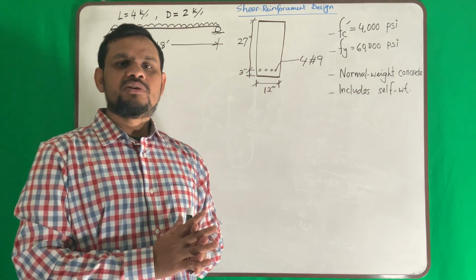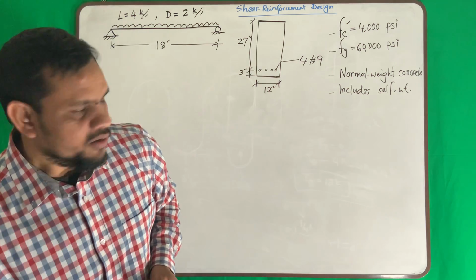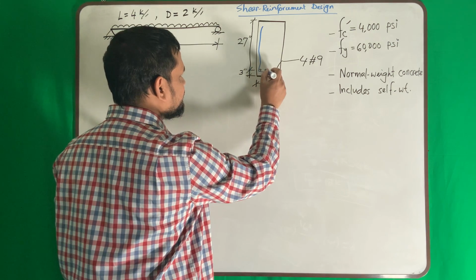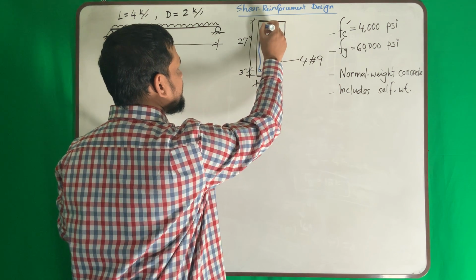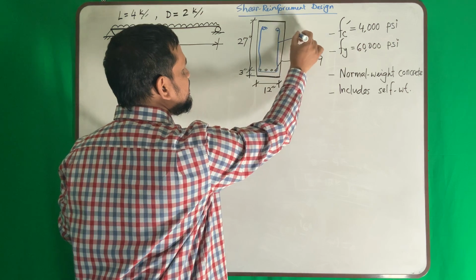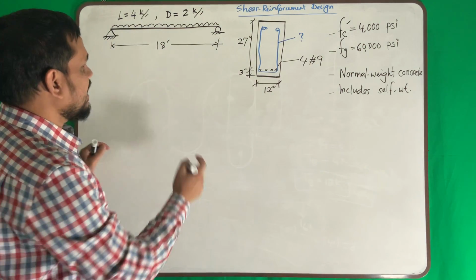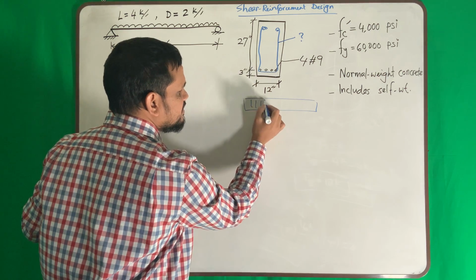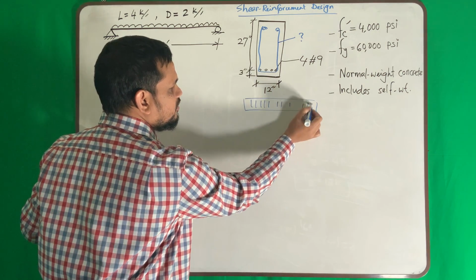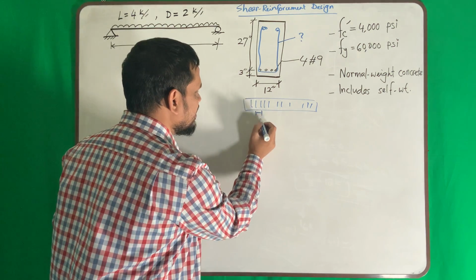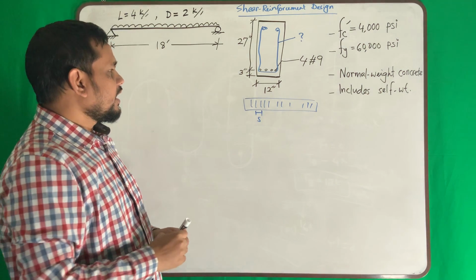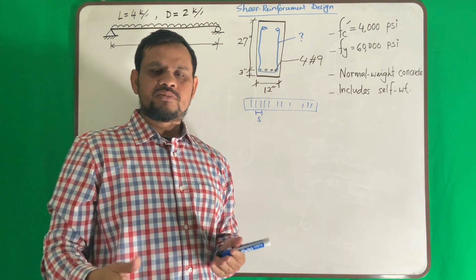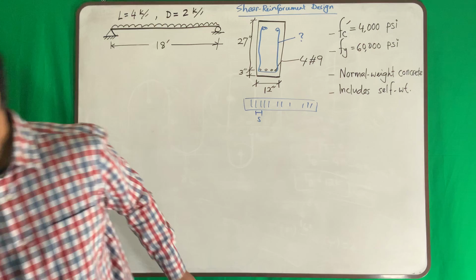What we will do, we will design the shear reinforcement. What is shear reinforcement? Shear reinforcement means this stirrup. So we will design this stirrup and their spacing. Say if this is my beam, what will be the spacing? So we have to design the spacing, mainly the spacing and the size. Size we will assume, then we will calculate the spacing.